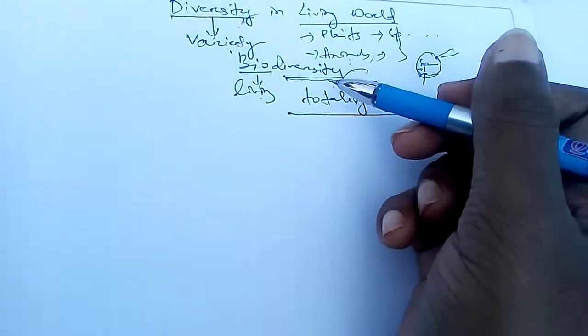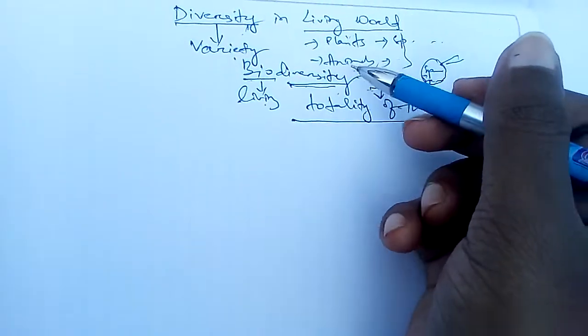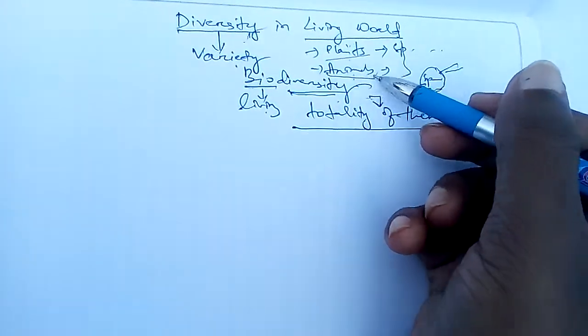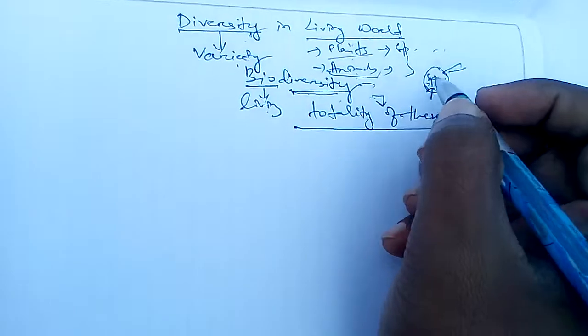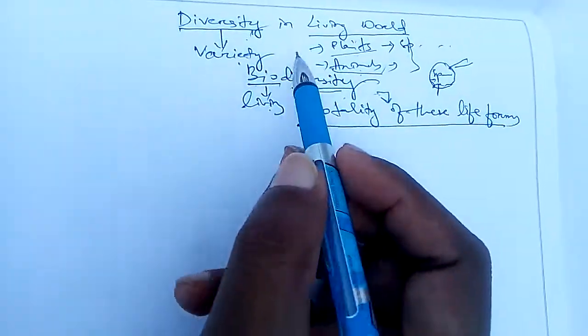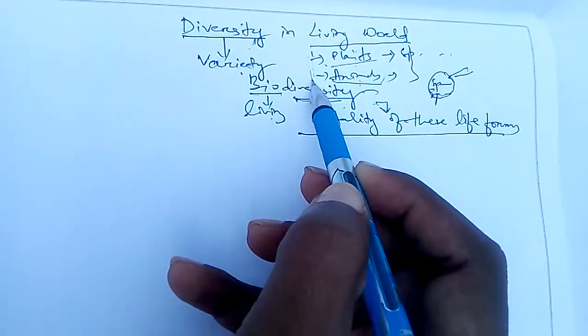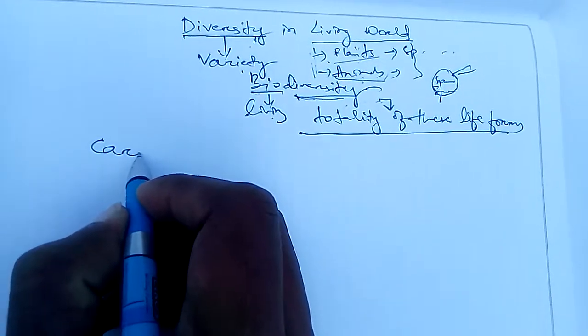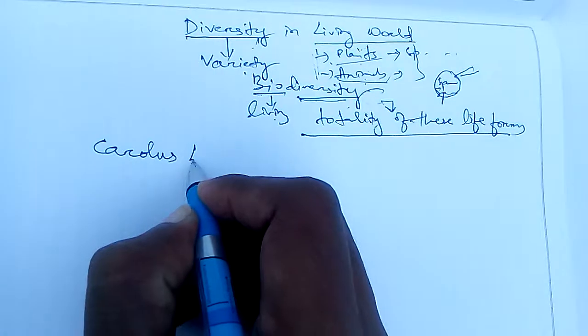So the necessity comes to classify the living organisms, whether they are plants, animals or whatever they are. The first scientist who classified these living organisms was Carolus Linnaeus.